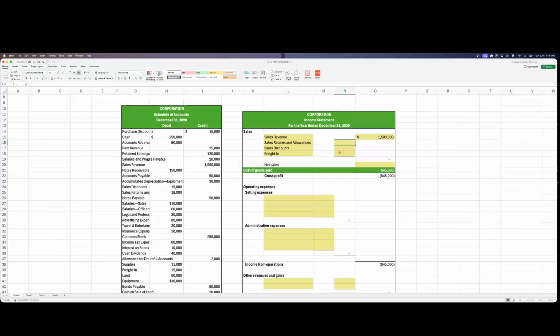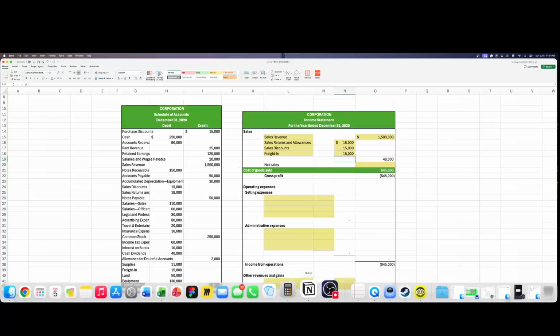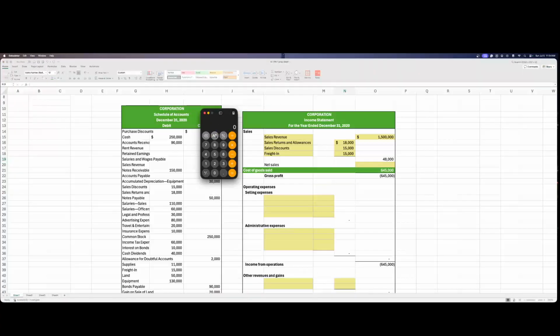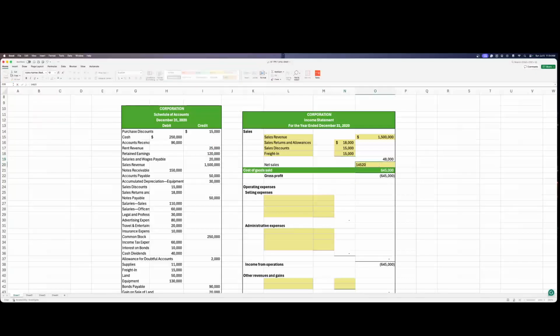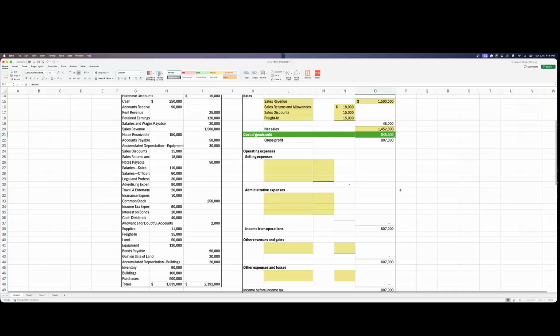Returns and allowances, 18,000. Sales discounts, 15,000. Freight in, 15,000. So you guys can calculate the net sales. 1,452,000 minus that for cost of goods sold, get the gross profit.